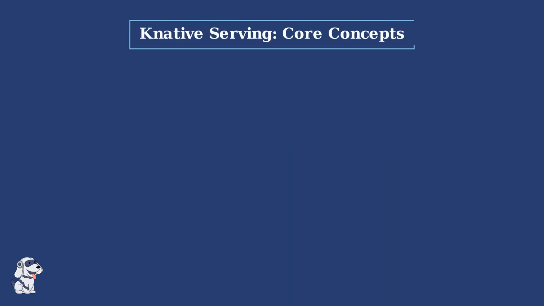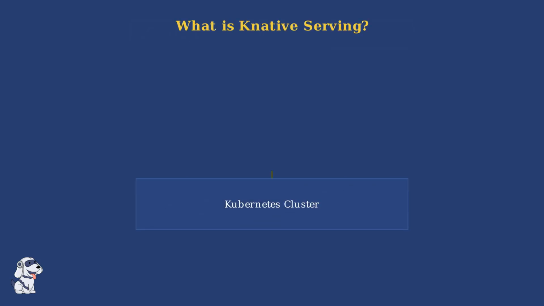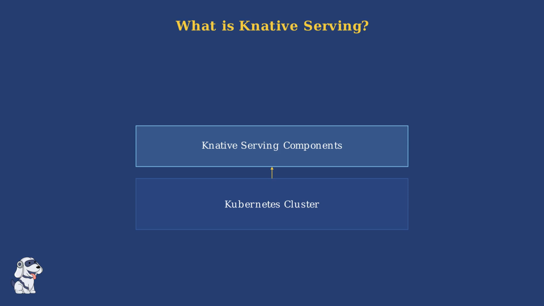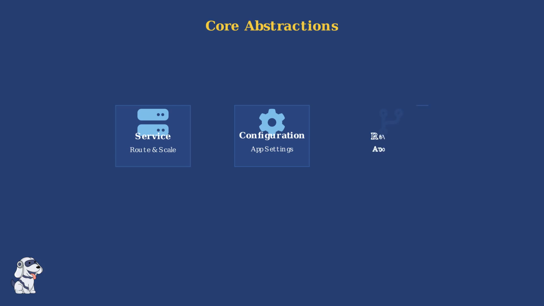Native serving is a powerful set of components designed specifically for building and deploying serverless workloads on Kubernetes. Think of it as a layer that sits on top of Kubernetes, making serverless development much easier. Let's start by understanding what native serving actually is. At its core, it's a collection of components that work together to provide serverless capabilities on Kubernetes clusters. Native serving provides key abstractions that simplify serverless development. These abstractions handle the complex details of container orchestration, scaling, and traffic management automatically.